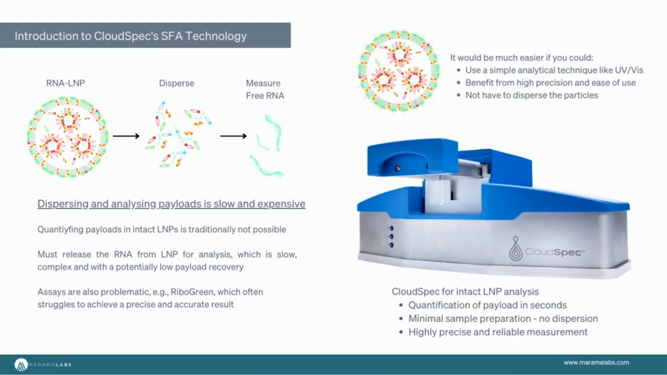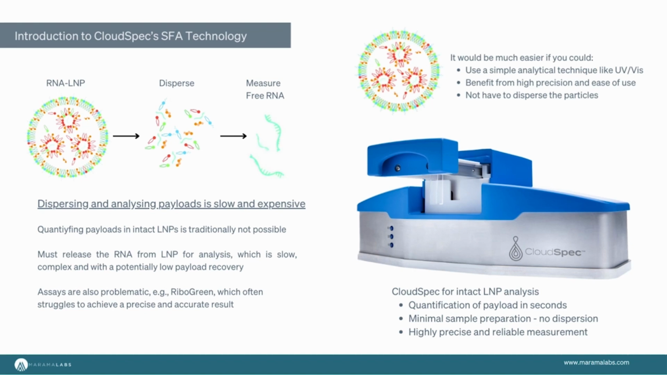So for quantifying RNA in LNPs, for example, or other drug payloads, the thing that you have to do with most techniques, if not all techniques, is remove that RNA from the particle before you can analyze it. And that causes all sorts of problems, difficulties in removing the payload itself, difficulties with the assays, particularly something like RiboGreen, which may be a bit of a challenge to get working with the kind of precision that you're looking for.